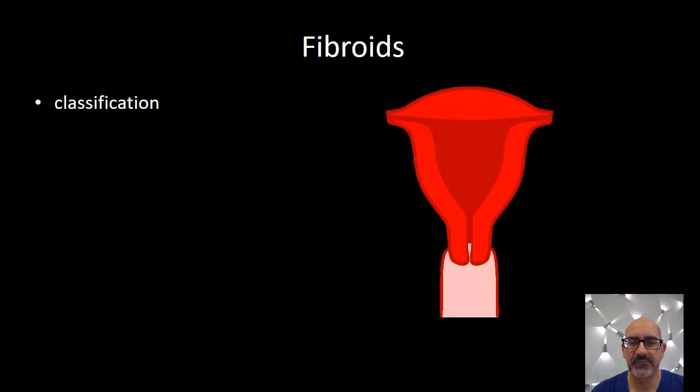So when we're talking about fibroids, we are going to address in this presentation two aspects: firstly, diagnosis, and secondly, the management of fibroids. Fibroids can be classified in a number of ways. The standard classification system divides them into subserosal, intramural, or submucosal fibroids.